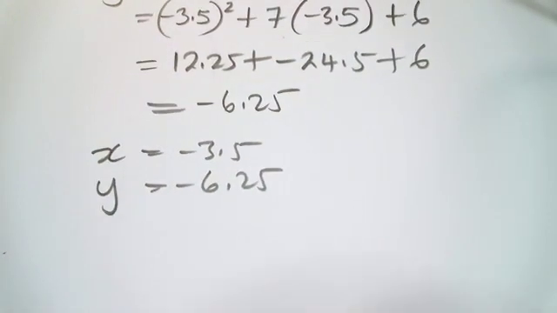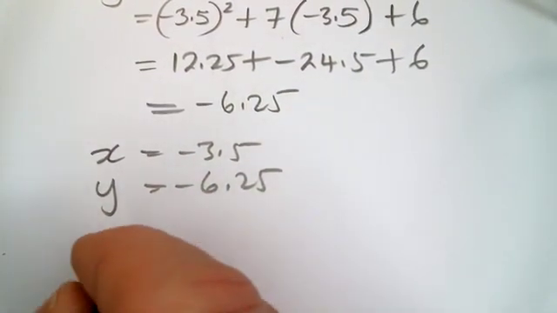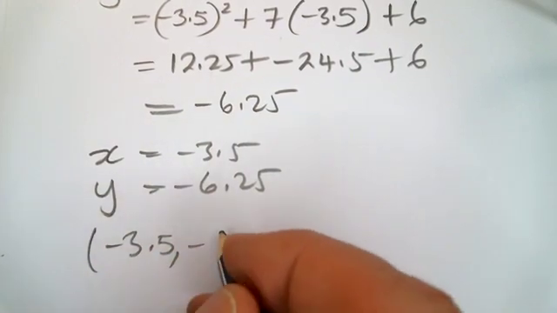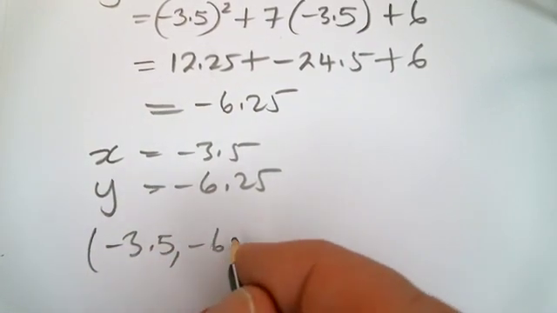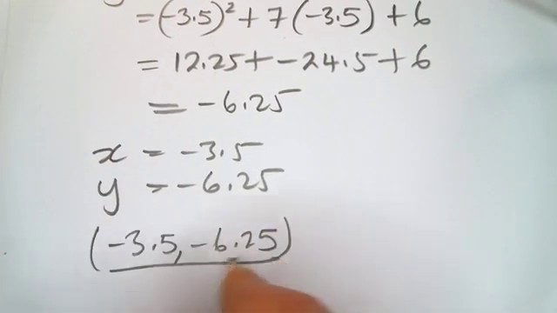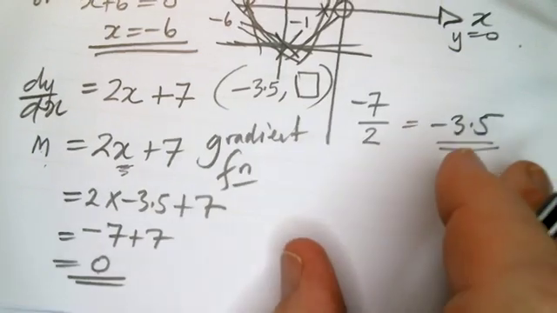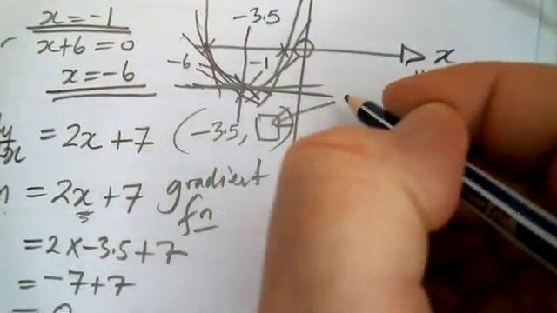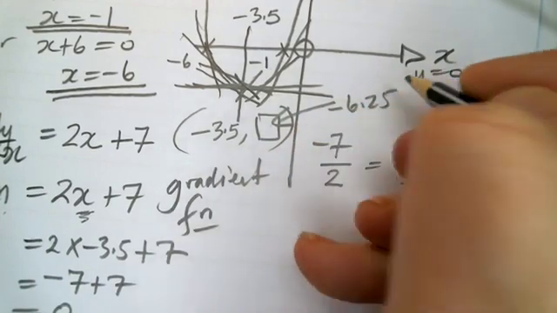And so now we just express it as an ordered pair. The ordered pair is negative 3.5, comma negative 6.25. And that is the coordinate of this point here, so this is going to be negative 6.25.